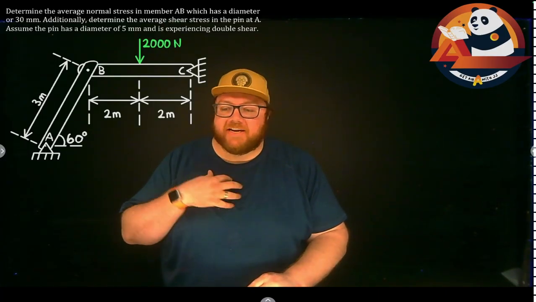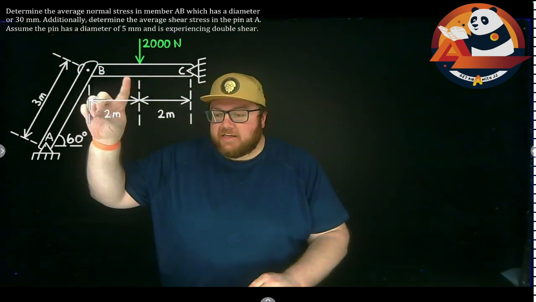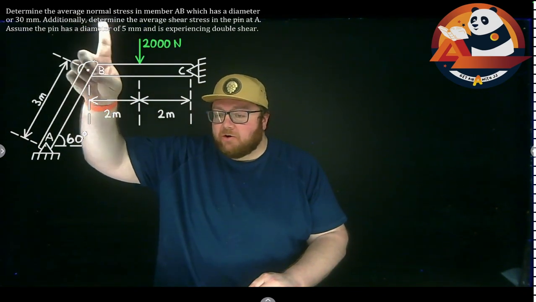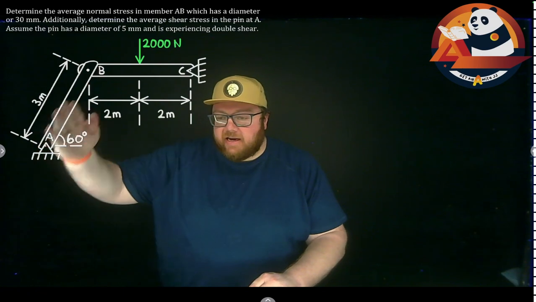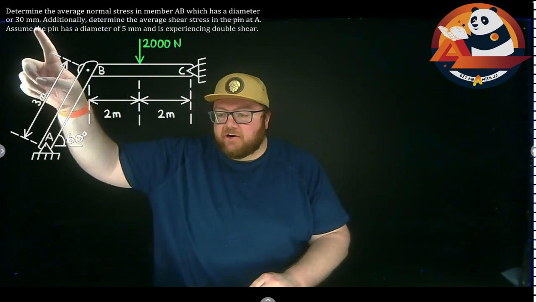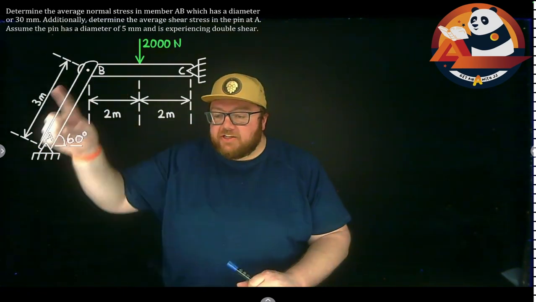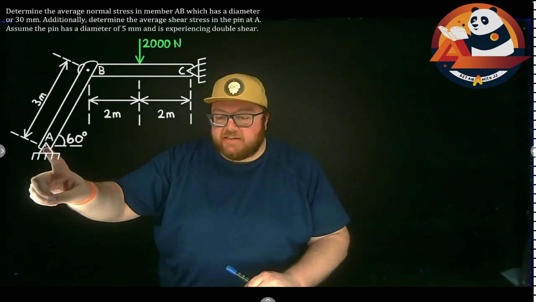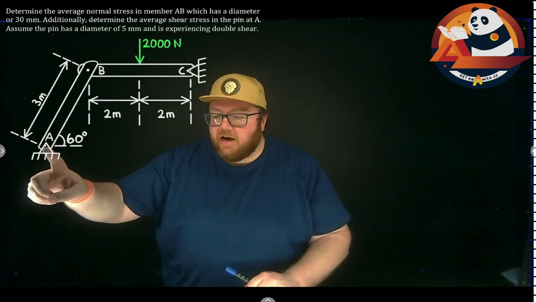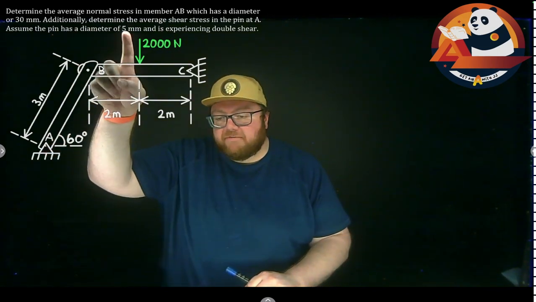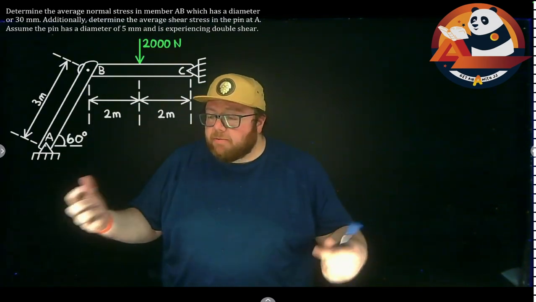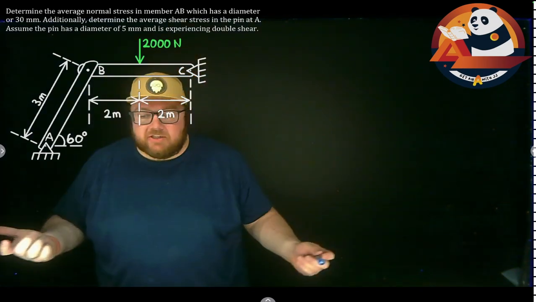I am JJ. Let's tackle an example problem. In this one, let's determine the average normal stress in member AB, which has a diameter of 30 millimeters. And then additionally, let's determine the average shear stress here in pin A. And we assume that the pin has a diameter of 5 millimeters, and it's in double shear for us. So let's go for it.